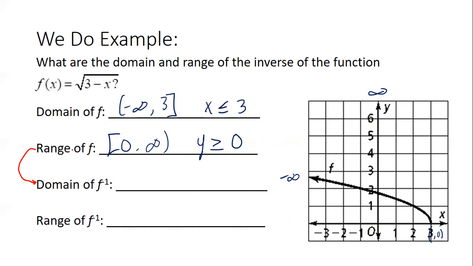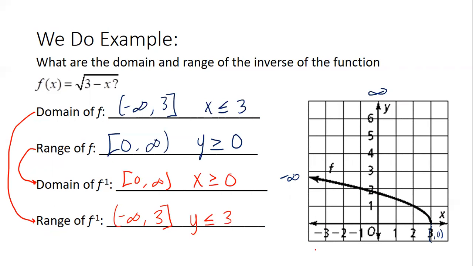All right. So the range of the function tells me the domain of my inverse. So we're at 0 to infinity, and it's describing our x now instead of our y. And the domain of our function tells us the range of our inverse, which is negative infinity to 3. And it's describing our y's now instead of our x's. Okay. All right. Doable? All right. So that is your 6.3b.